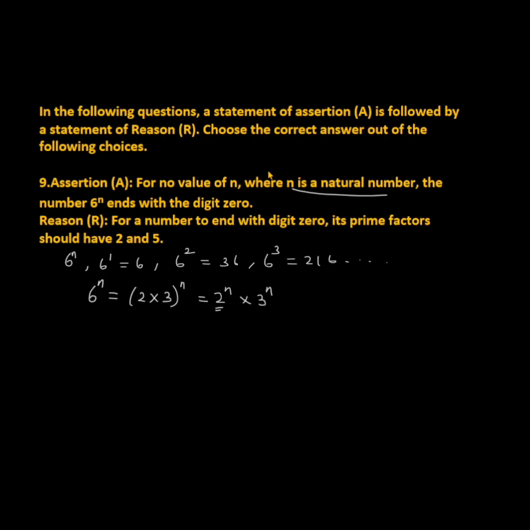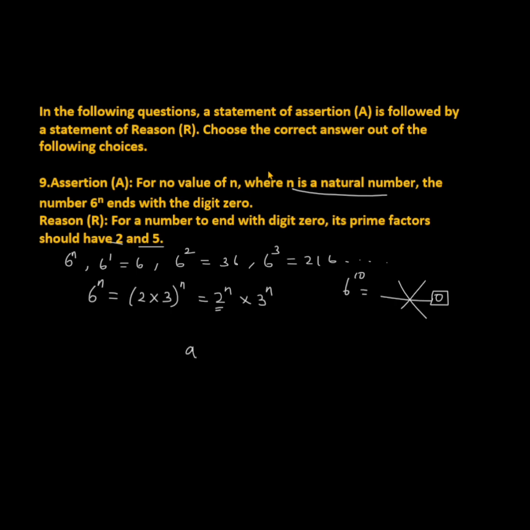So the assertion is correct. For no value of n does the number end with the digit 0. If suppose 6 power 10 is given also, we will not get a number which ends with the digit 0. We cannot get it, whatever it may be, because in the prime factorization there is no 5. Assertion is correct. What is the reason? For a number to end with the digit 0, its prime factorization should have 2 and 5. Yes, this is the correct explanation of the assertion.